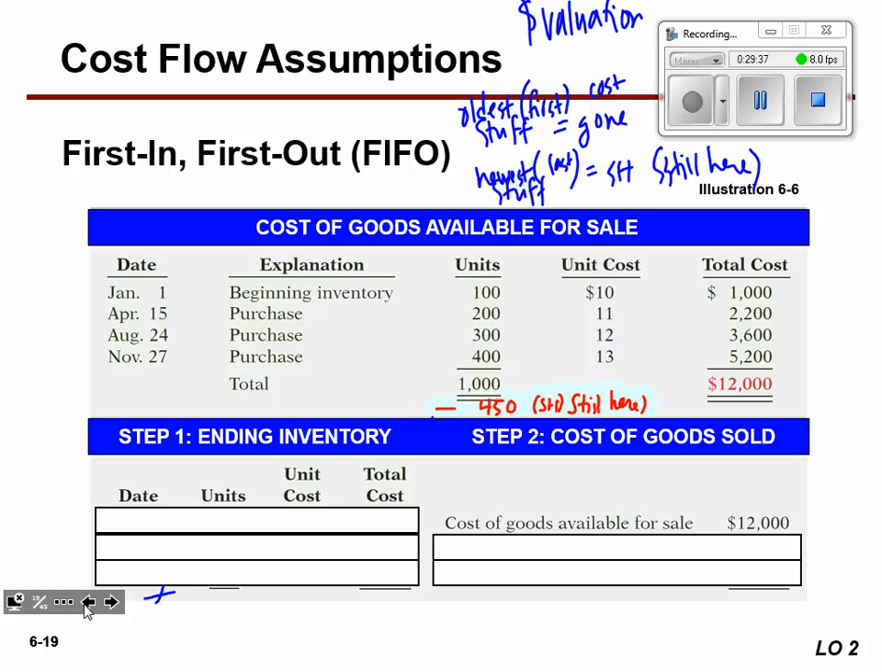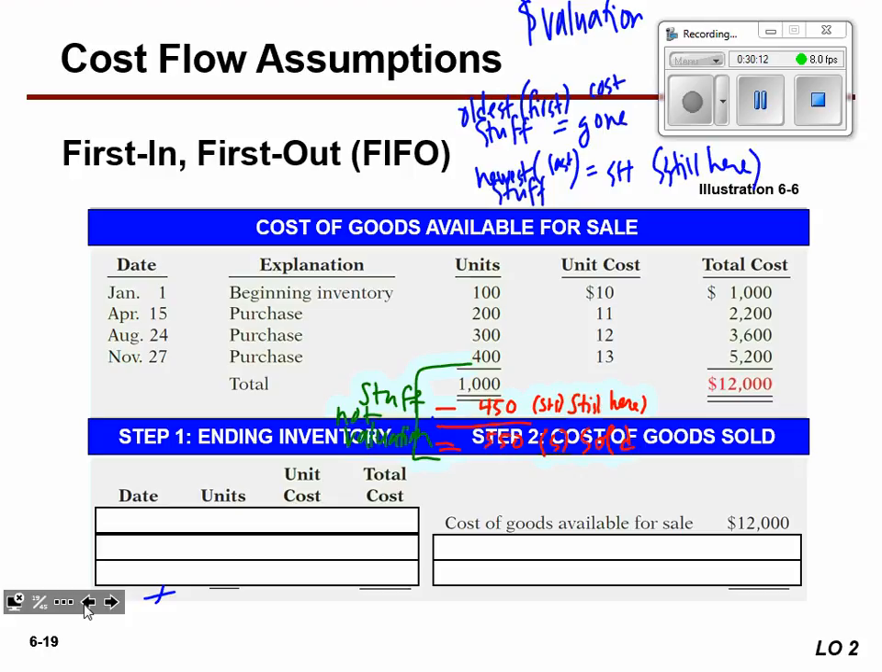So we have to take our total minus SH to equal what S sold. How much sold? If we started with 1,000 and 450 is still here, how much sold? How much is gone? 550. This is all pertaining right now to stuff, not the valuation of it, not the dollar amount of it. We're just talking stuff right now.